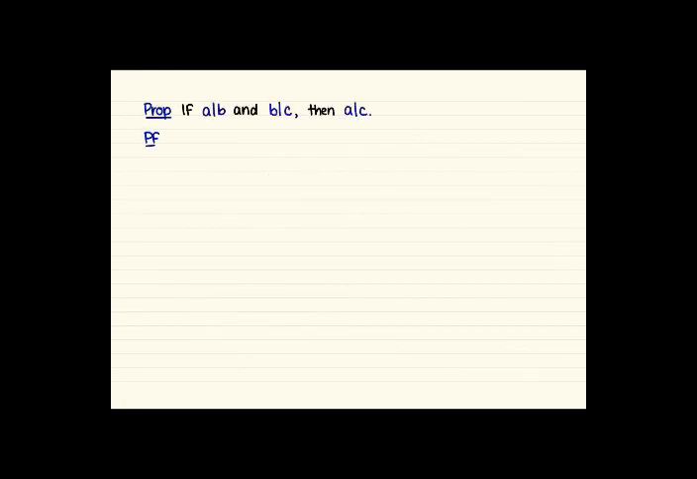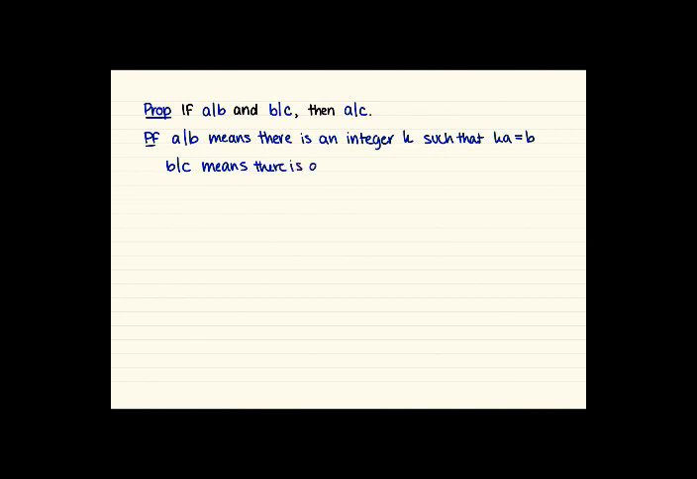So for an example of how we can use this definition to prove things about divisibility: if a divides b and b divides c, then a divides c. So if we have a divides b, that means there is an integer k such that ka equals b, and when we have b divides c, that means there is an integer, and we'll call this one L since we don't want to reuse k there, such that Lb equals c. So then to say that a divides c, we want to show that there's some integer that we can multiply by a to get c.